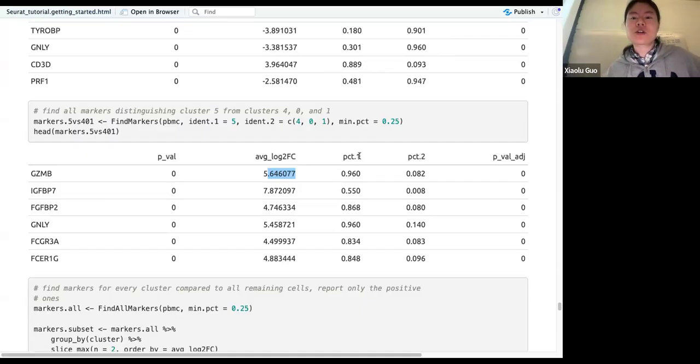If this is the percentage of a cluster, the first given cluster or the first set of a cluster, and the percentage of the second for the corresponding gene expressing that gene. After normalization, the percentage, yes. During the normalization also, the number will be changed. The original expression number will be changed. Yes, during the normalization.